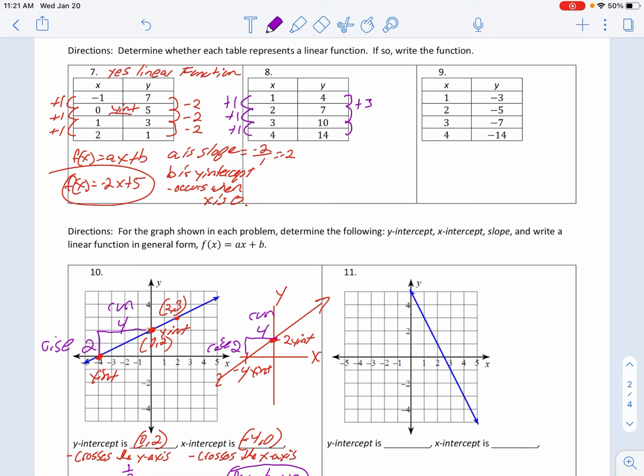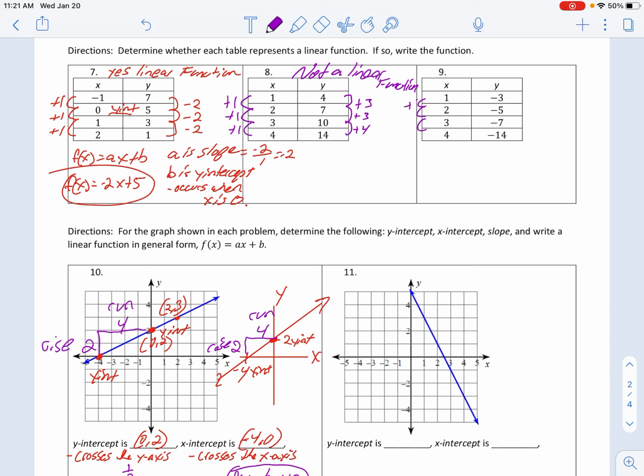So from 4 to 7 is a plus 3. 7 to 10, is it still plus 3? It is. 10 to 14, oh, that's a plus 4. That's bad. So what that tells me then is this is not a linear function, because right there things messed up at 3, 3, and then 4. Okay. Now number 9, let's check it out.